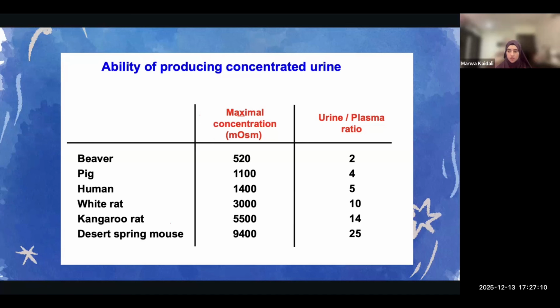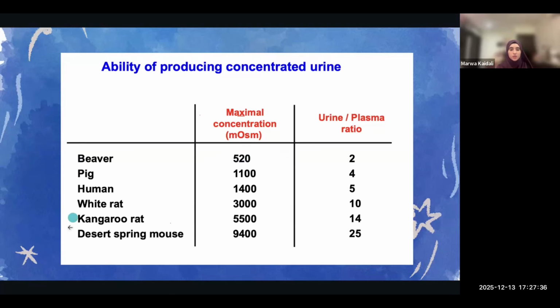We're not going to have ADH release because we said that ADH is going to cause the reabsorption of water. So we don't want that. We want the water to be released, to be secreted or excreted. And we said that when we have a lot of water, basically the osmolality is going to be low because the solutes are going to be diluted because we have a lot of water in the urine. So this is why when you look at the osmolality of a beaver, you're going to see that it's pretty low.